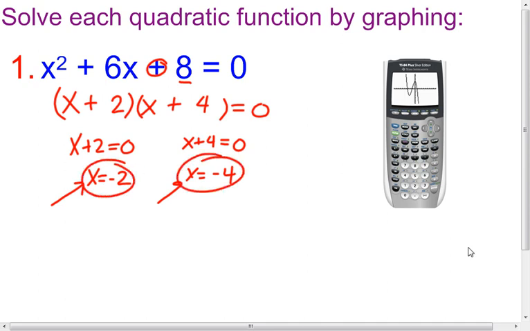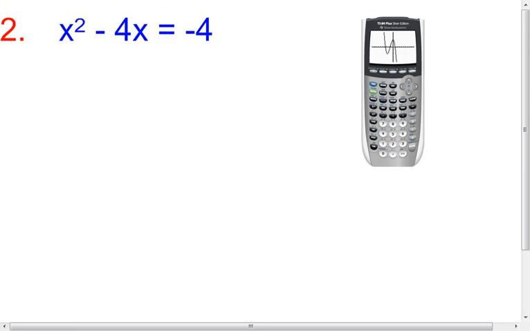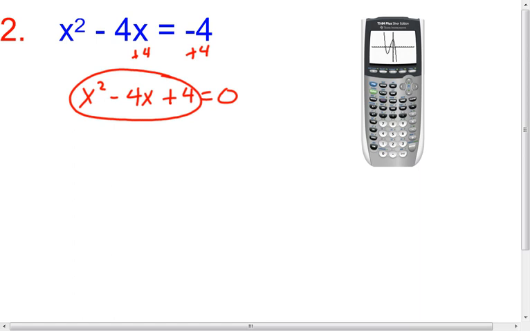Okay, so we are going to look at some other situations. All right, now we're going to put this equation into our calculator. It has to be set equal to 0 first. So I'm going to add 4 to both sides. So I have x squared minus 4x plus 4 equals 0. And this is the equation that I'm going to put into my calculator.